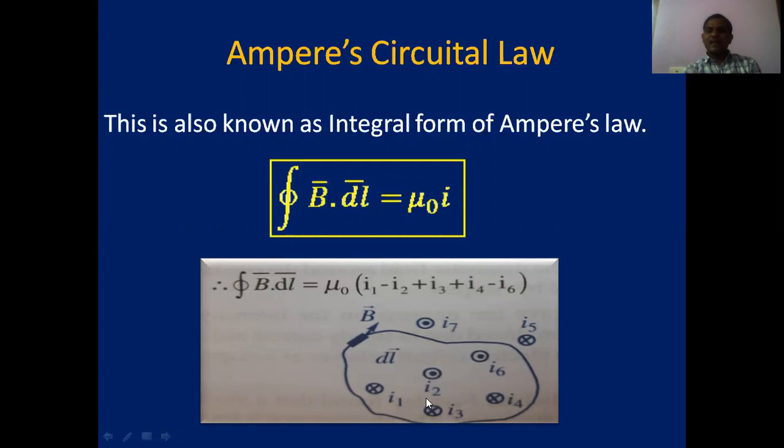Here the currents I1, I3, I4 are the outward currents perpendicular to the plane of the paper. They are taken as positive.